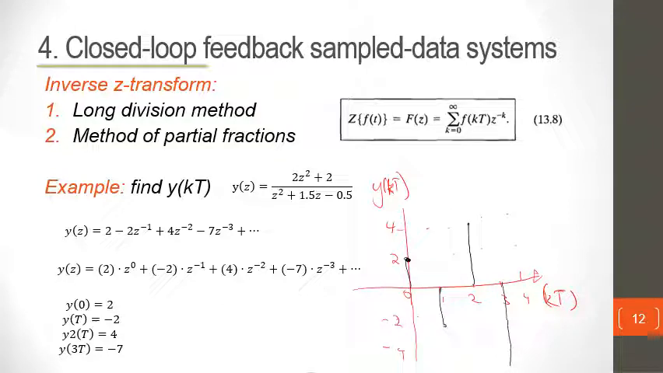The way it will operate is, once you finish this graph, you hold each value until the next sample, and then here you hold it until the next sample, and then that one you hold until the next sample. So our graph will be like this. This is basically what you will get out of your assessment to find what y(kT) is.